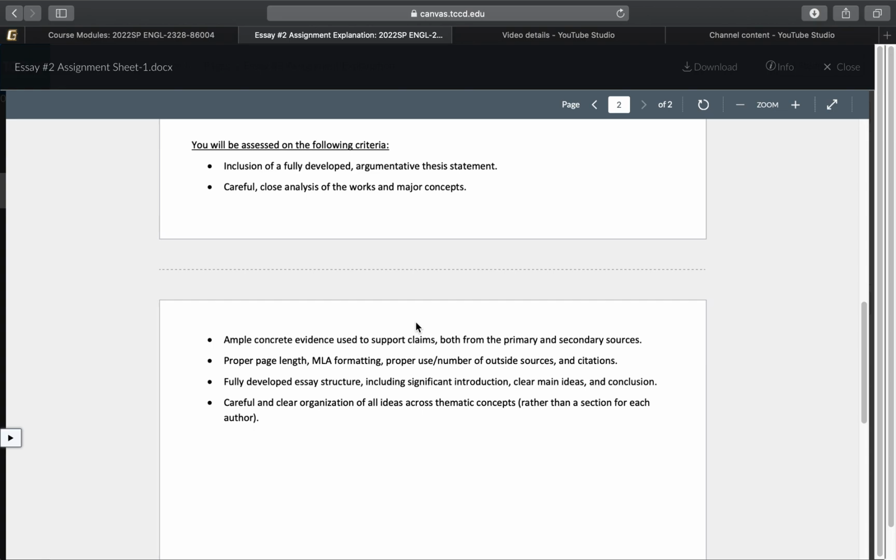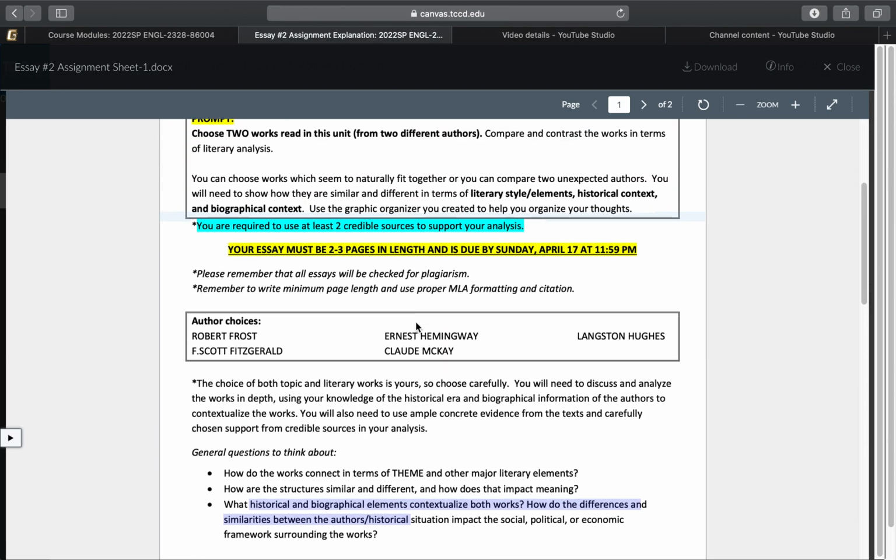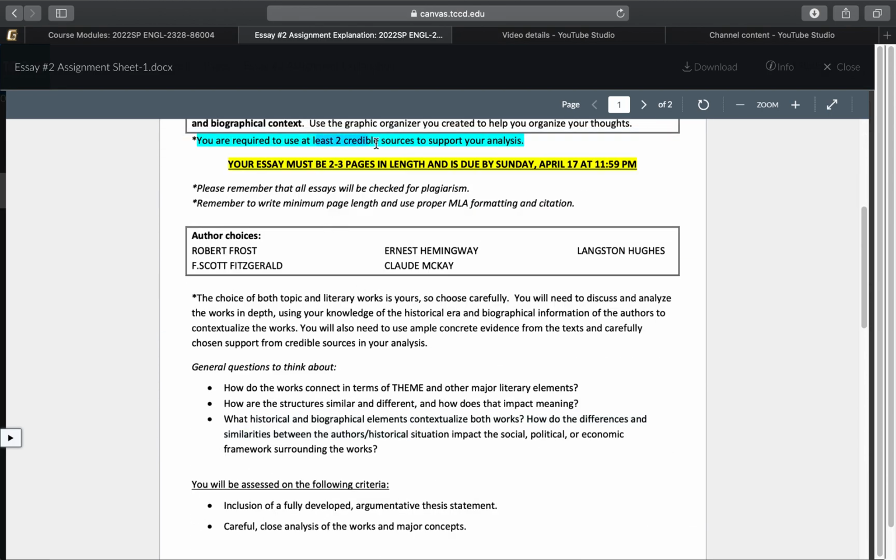So you're going to be assessed on making sure you have a good, solid argument with a clear thesis claim and main ideas. Make sure that in your body paragraphs you have good, close analysis of the works and their major concepts, that you're incorporating solid evidence, and you're incorporating your source material. So the purpose of a source is to support your argument.